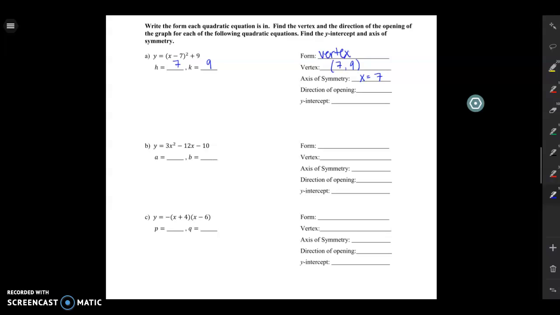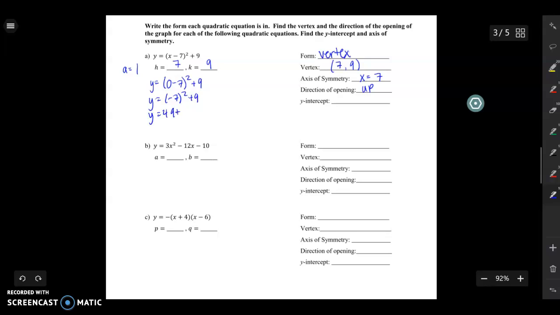My direction of opening has to do with my a value, so let's throw in an a right here. Here my a is 1. Since a is positive, I'm going to be opening up. And then to find my y-intercept, I am going to plug in 0 for all of my x's, and then simplify. So y equals 58. So my y-intercept is (0, 58). That's a pretty big y-intercept.